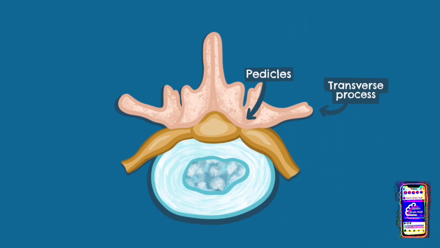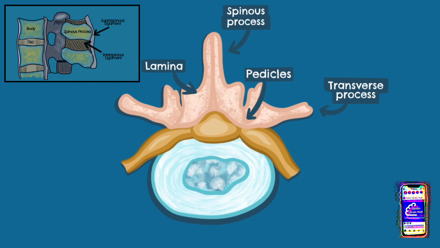Next up, we have the lamina. The lamina is attached to the pedicles and completes the ring of protection around the spinal cord. The bony processes of the vertebrae attach to these lamina. Each vertebra also has one spinous process projecting posteriorly. These protect the neurological structures in the spinal canal and also serve as attachments for the interspinous and supraspinous ligaments.